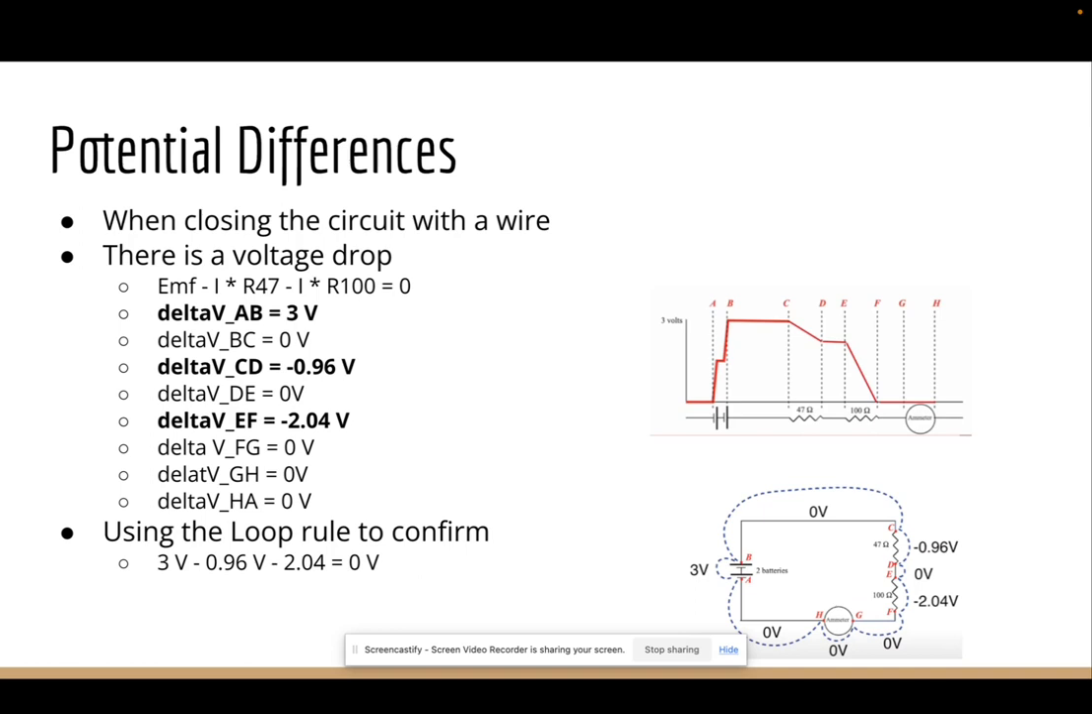And then potential differences: when closing the circuit with a wire, there's a voltage drop. Here we saw that delta V from A to B equals 3 volts, from C to D equals negative 0.96 volts, E to F equals negative 2.04 volts. And then using the loop rule to confirm this, they all summed up to equal 0. And here on the right, we can see the graph where the voltage drops happened.